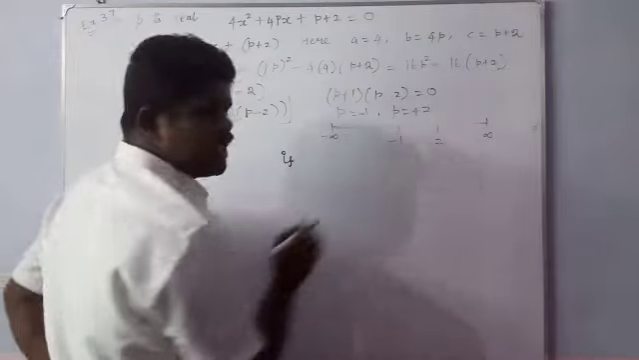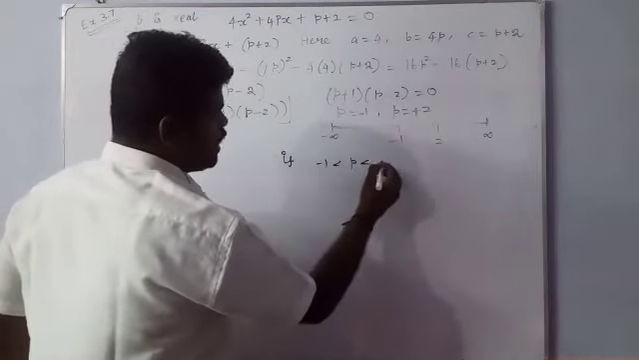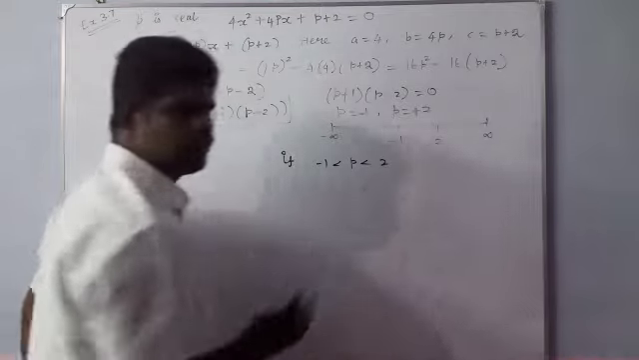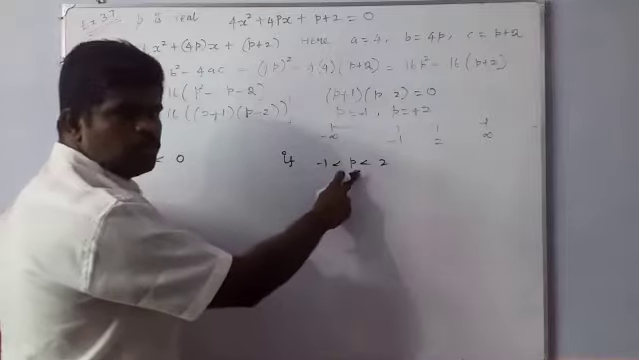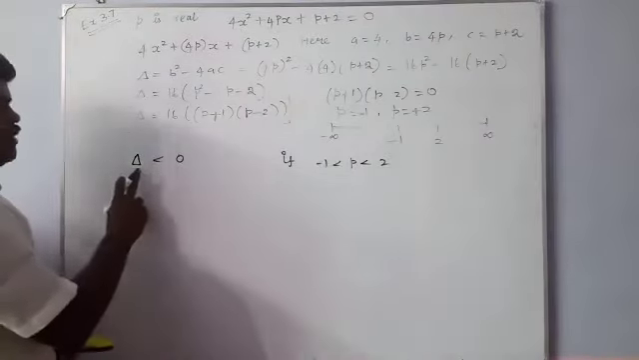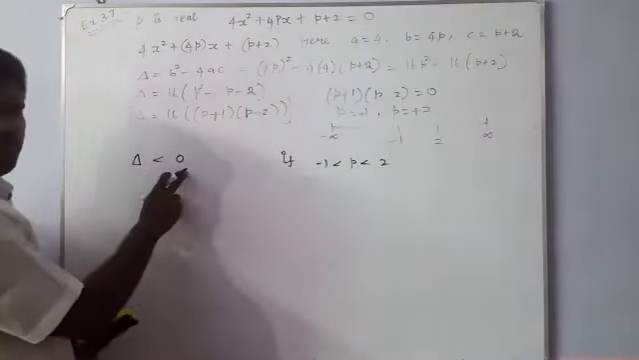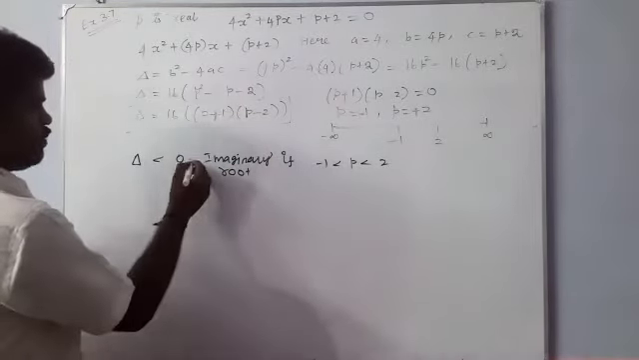From where the p value is minus 1 less than p less than 2, from minus 1 to plus 2, the p value may be negative. It is an imaginary root. Here it is an imaginary root.